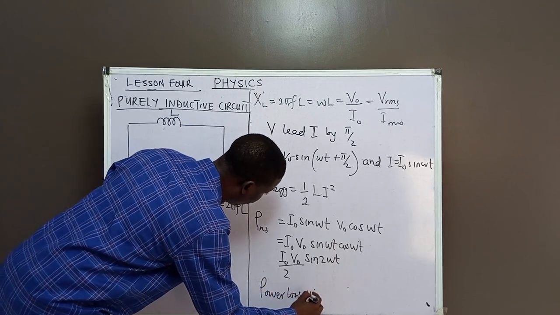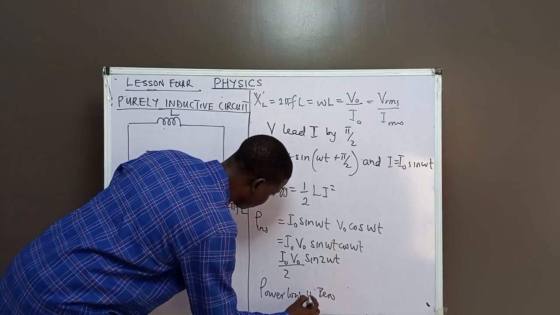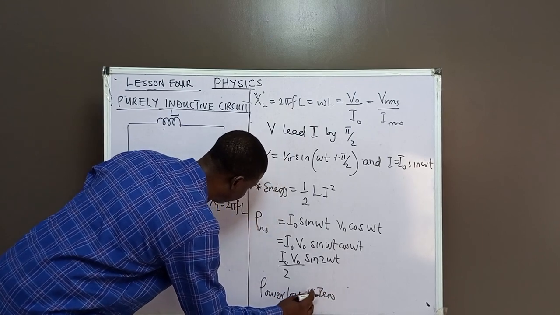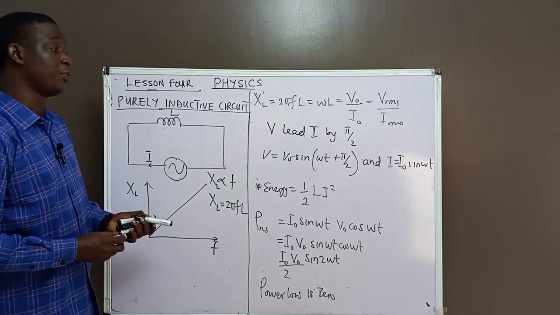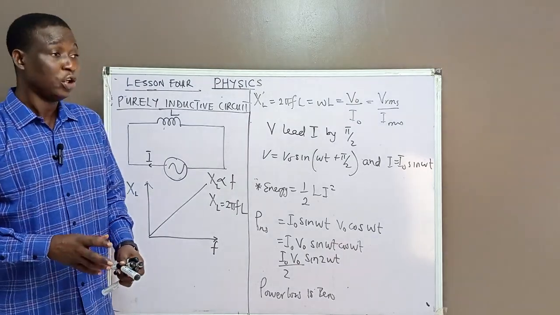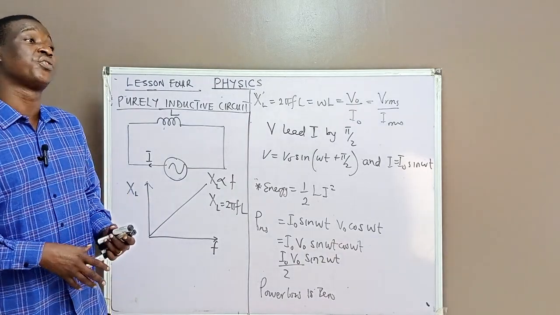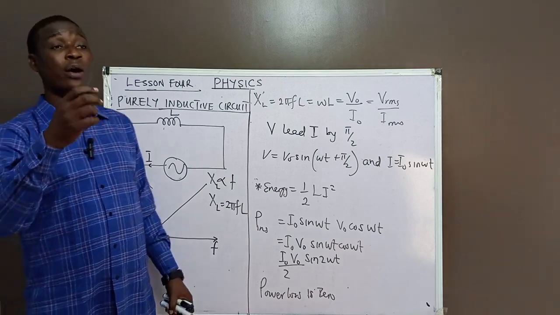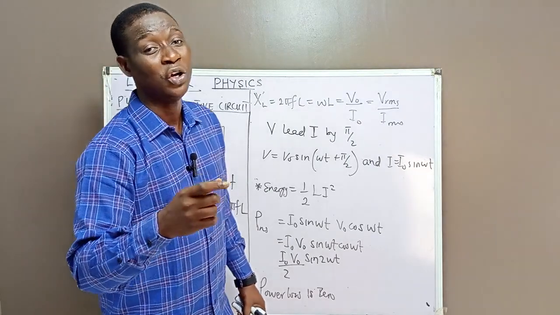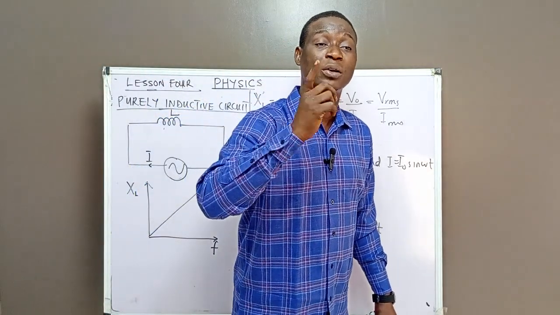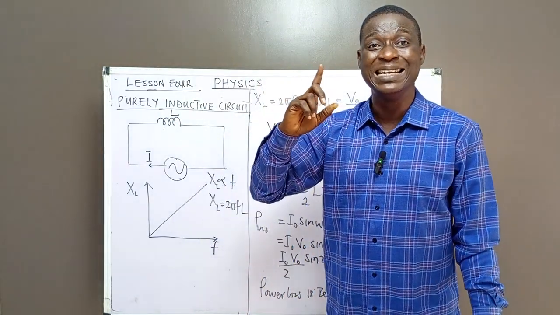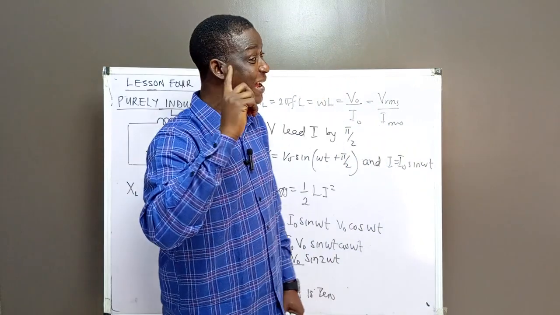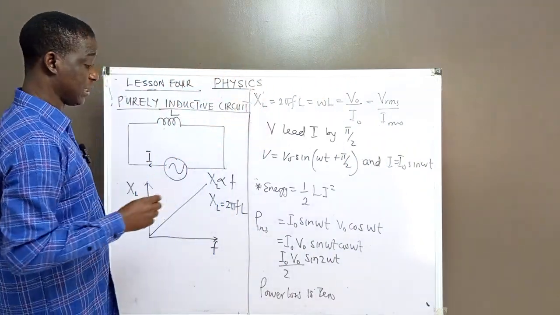Power loss in a purely inductive circuit is equal to 0. So in other words, of all the components I've given you, inductor, capacitor, and resistor, the only one that causes power loss is the resistor. Please take note of that. Very, very important.